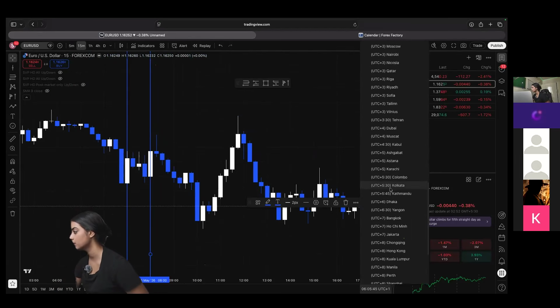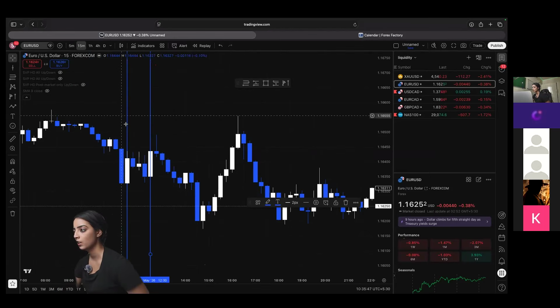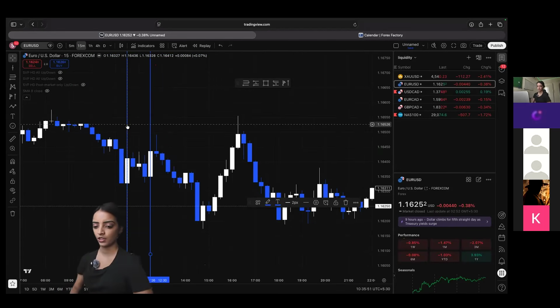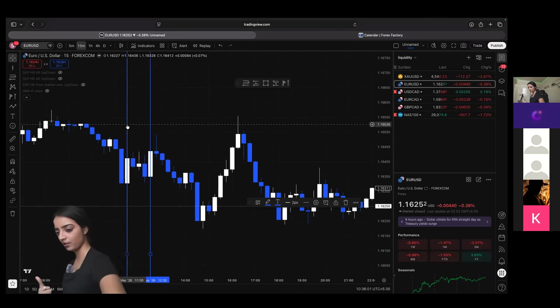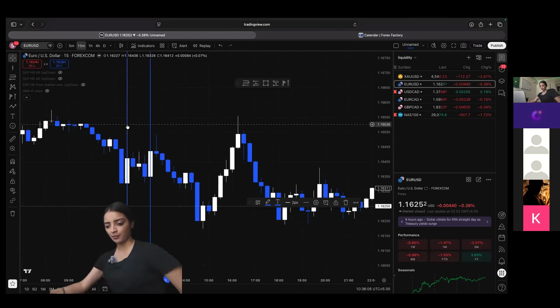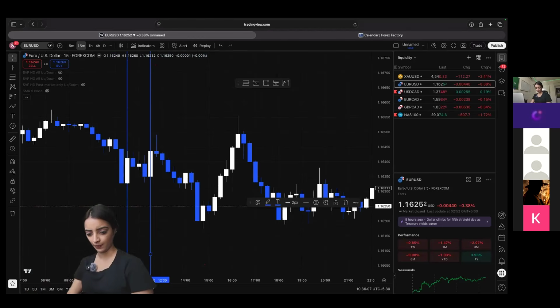My time frame is Kolkata. So now look at this. I'm placing the cursor here. Do you see vertically what the time is? Do you see that, 11:30? So where I place the cursor, the timing is basically 11:30.